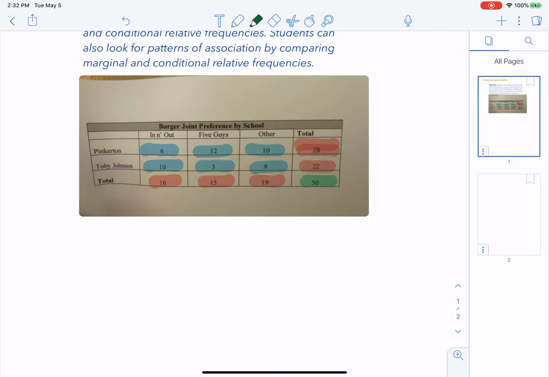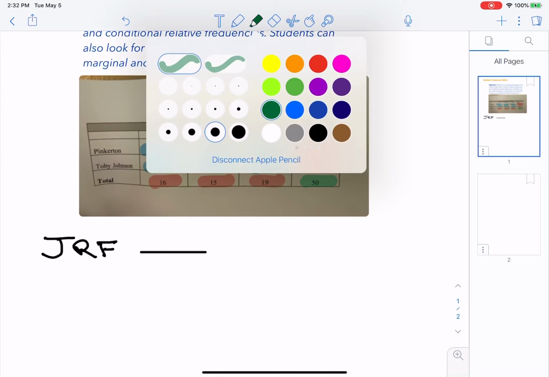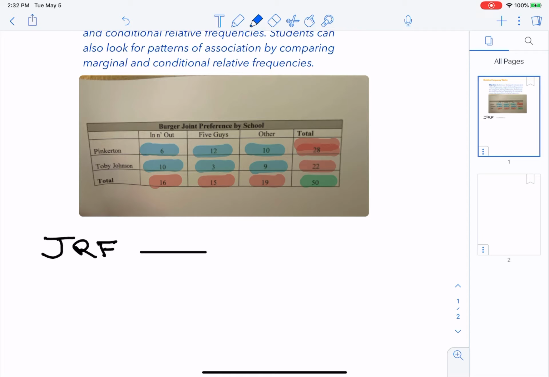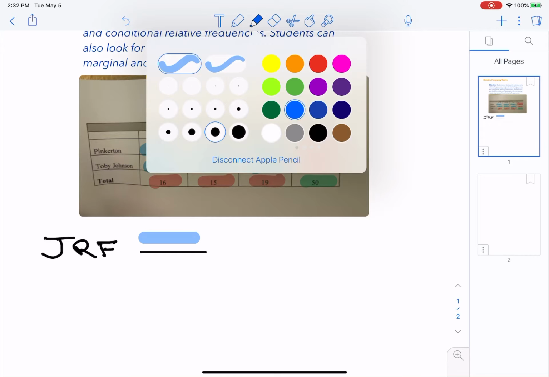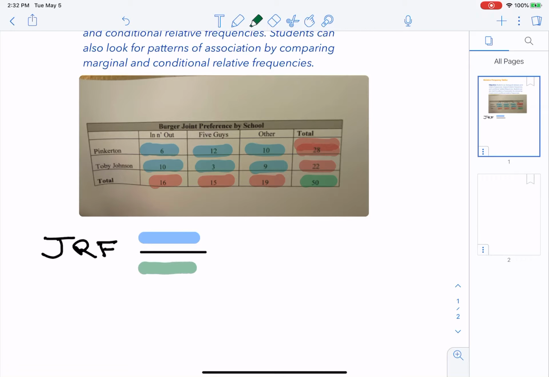So now some definitions that are going to come up in your homework and that I want you to understand. Pretty straightforward with this color coding, I hope. First of all, we have this term joint relative frequency. I threw that at you earlier. Sounds tricky, right? It's not. All that is, is a blue divided by a green.